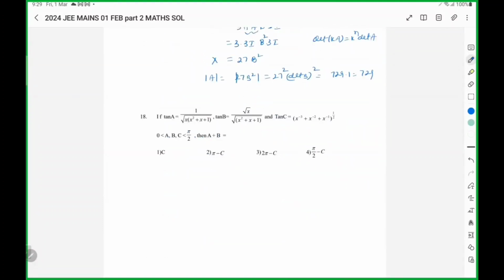Tan A, tan B are given, everything in terms of X given. This type of problems you can solve easily. Directly also you can solve. If you take suitable angle values for X, tan A becomes 1 by root 3, tan B becomes 1 by root 3, tan C becomes root 3. So A is 30, B is 30, C is 60.